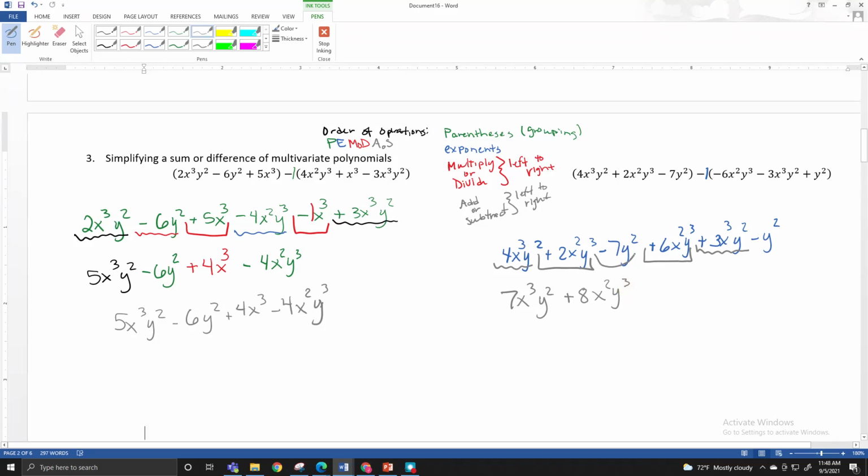And now double check my last ones. So I have a y squared. Ooh, and another y squared. Remember there's a 1 here. So negative 7 minus 1, they're both the same sign. So I add them together, which is 8y squared, and keep the same sign of them. So that is my answer. 7x cubed y squared plus 8x squared y cubed minus 8y squared. Now, they're not like terms. That's all I can do.